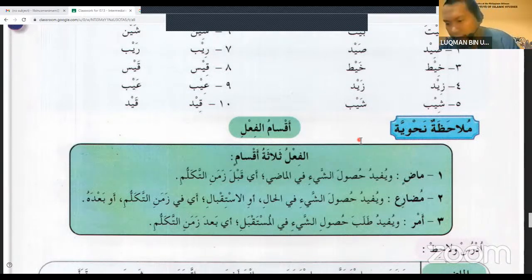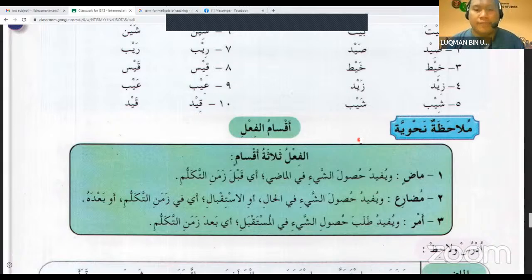Okay. Now we will proceed with the topic on the different types of verbs. Aqsam al-fi'l. Al-fi'l thalathat aqsam. The verb is of three types or three tenses. First is madi, the perfect tense. The perfect tense, fi'l madi, indicates that the action has already been perfected, that it already happened in the past or before the time of speaking.